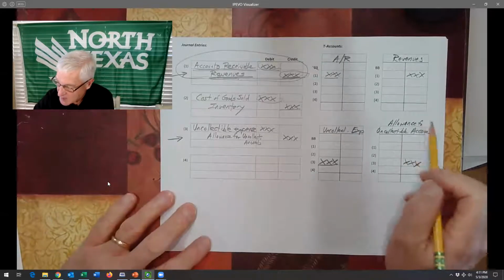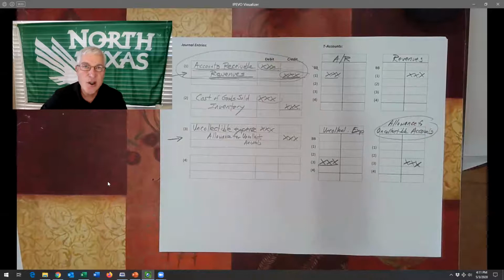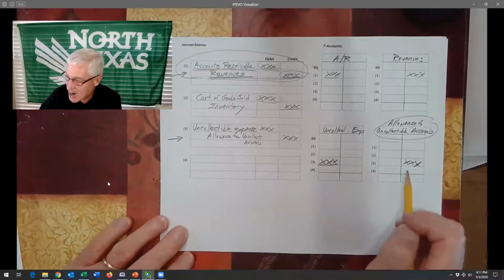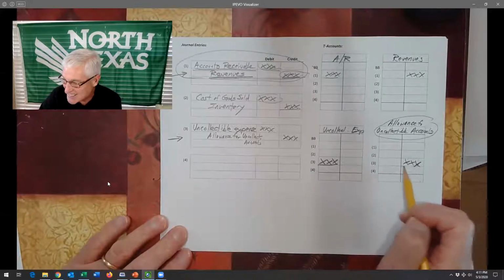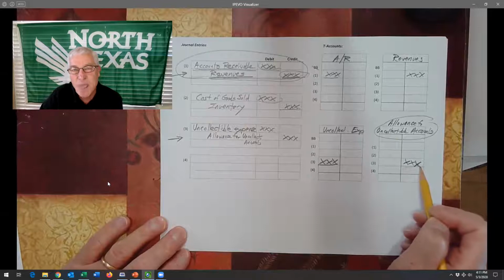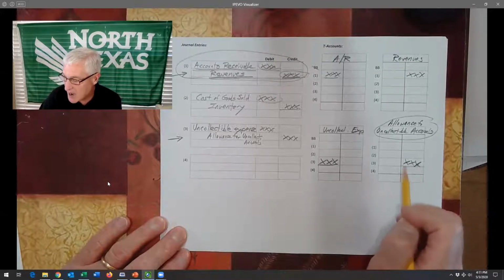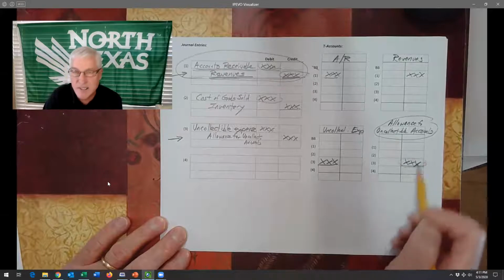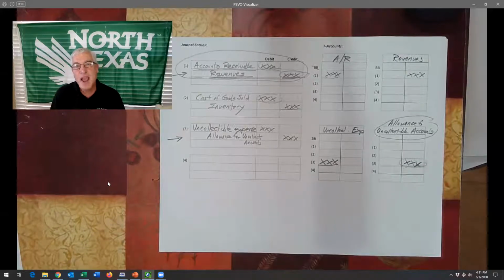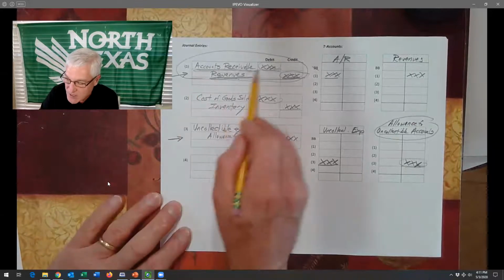Now, this is called a contra asset account. Why do we call it a contra asset? Number one, it's got a contradictory balance. It's got a credit balance. Remember that the normal balance for assets are debits, but this has got a credit balance, and it represents at any point in time how much we think we will not collect from our accounts receivable.